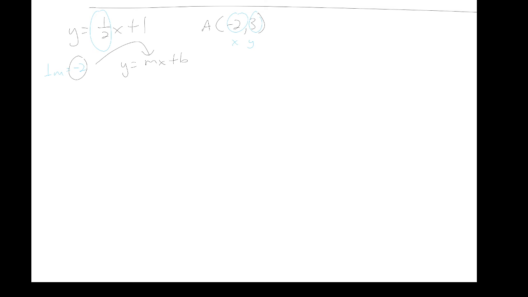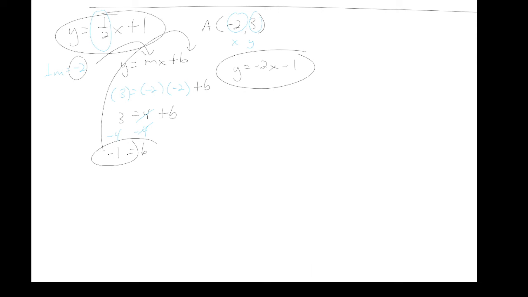So I have 3 is equal to negative 2 times negative 2 plus b. So 3 is equal to 4 plus b. All right, subtract 4 from both sides. So the negative 1 is going to be my b. Cool. Take this b, put that bad boy in here. I have my new perpendicular equation, which is y is equal to negative 2x plus my b, which is negative 1.